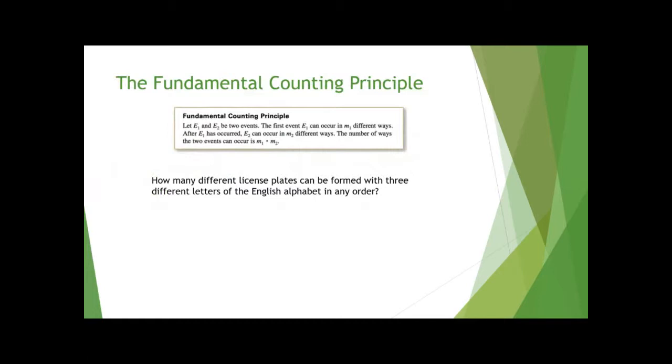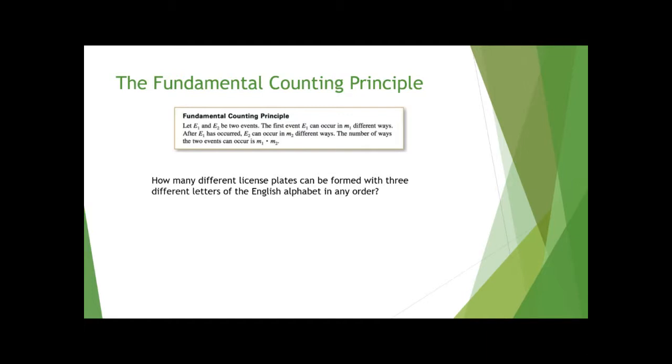So the fundamental counting principle says, let E1 and E2 be two events. We use the letter E to represent an event. The first event can occur in m1 different ways. After the first event has occurred, the second event can occur in m2 different ways. The number of ways that two events can occur is m1 times m2.